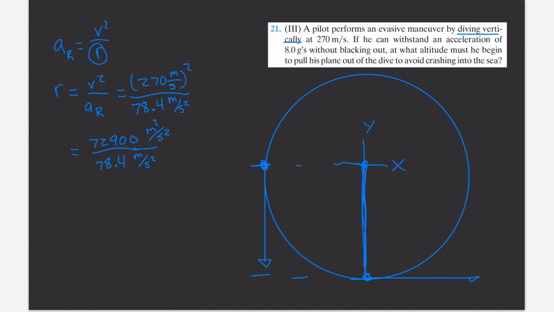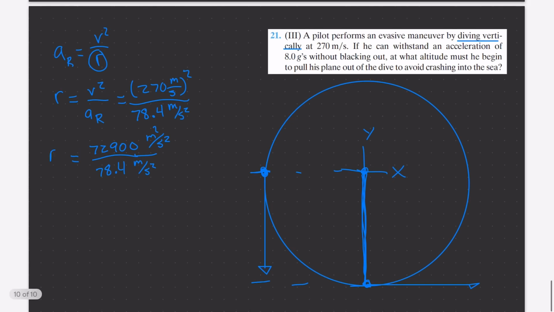If I go ahead and divide by my acceleration, I should get a radius of about 929.8 meters. All right, so the units on the right-hand side here were meters squared over second squared, all divided by meters per second squared. That cancels everything out except 1 unit of meters. So then, yeah, we have a radius now of just meters.